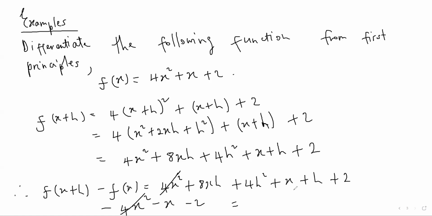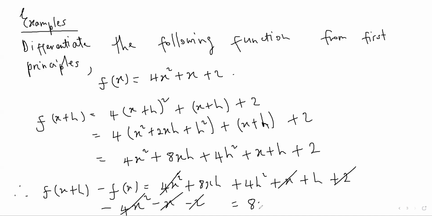Is there any other like terms? We've got x plus x here and a minus x. So these are like terms, they cancel out. And we also have 2 here, plus 2, minus 2. The 2s cancel out. So it looks like what we have left is just 8xh.